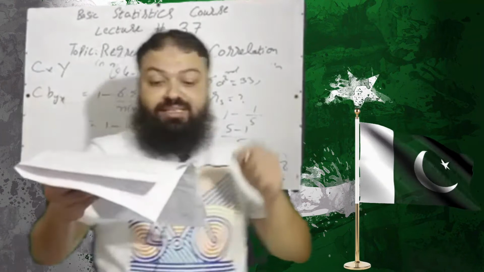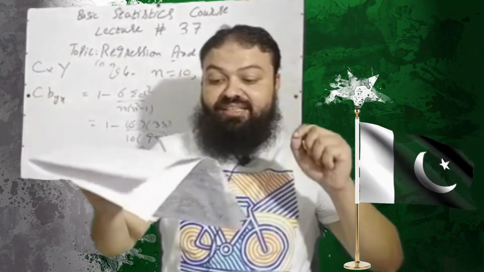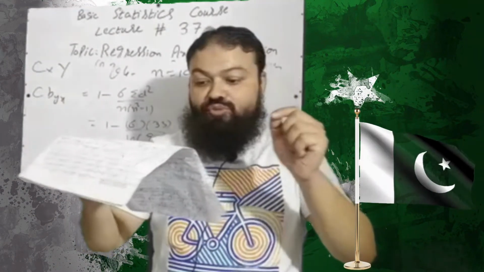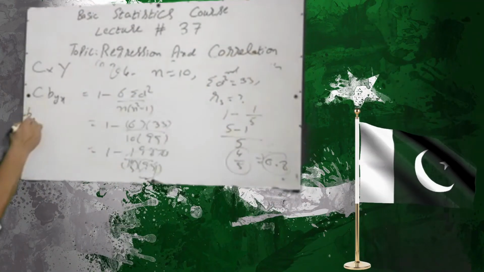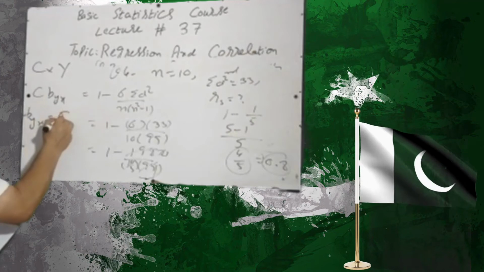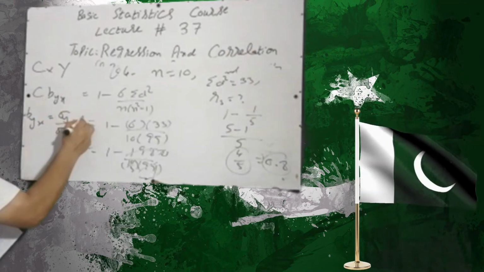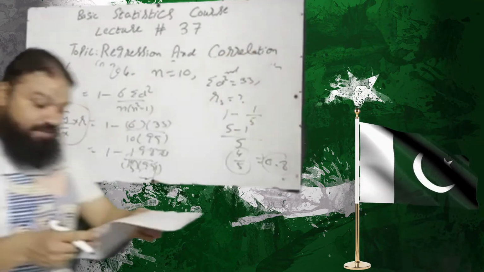Question number 9. If the regression line of y on x is y is equal to a plus bx, then b is, the correct option is, we know byx is equal to sigma y over sigma x into r. That is the correct option in the exam.